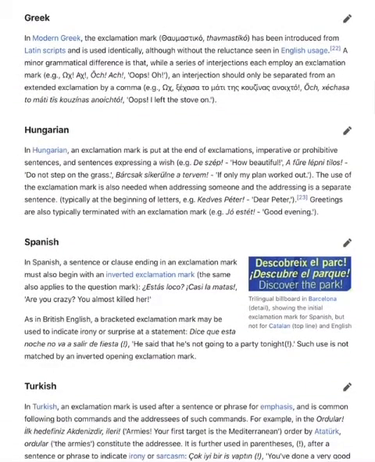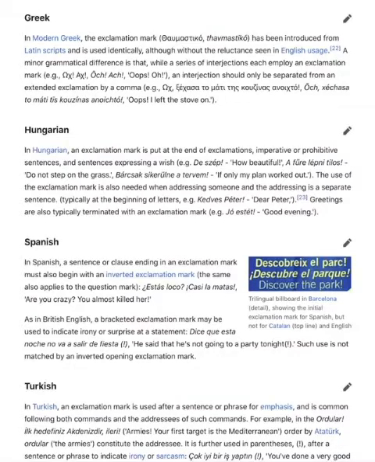In Greek. In modern Greek, the exclamation mark "thavmastiko" has been introduced from Latin scripts and is used identically, although without the reluctance seen in the English usage. A minor grammatical difference: an interjection should only be separated from an extended exclamation by a comma.